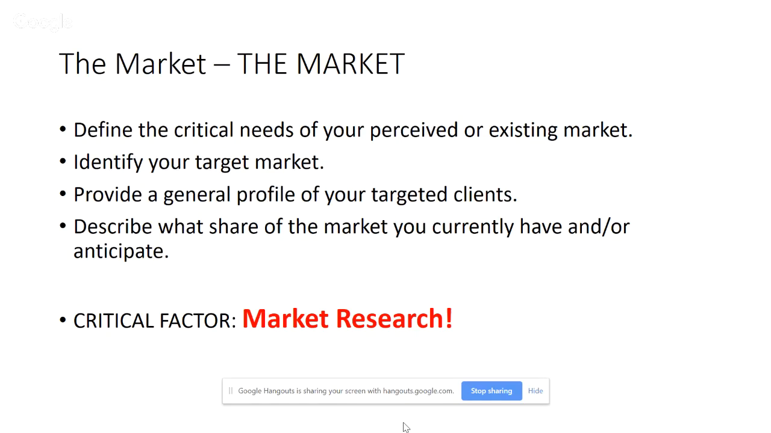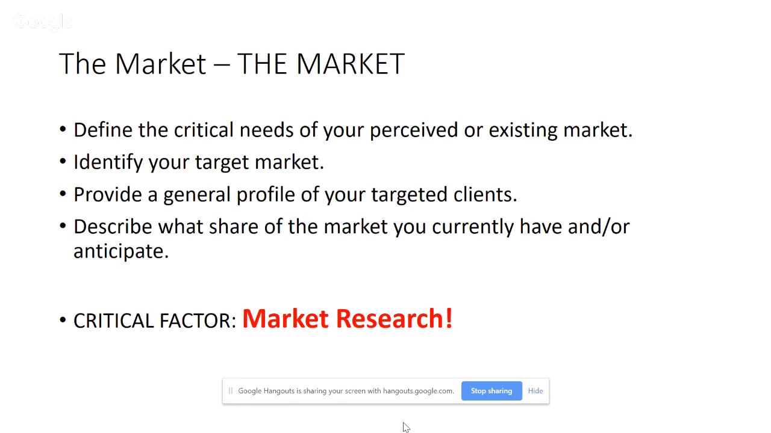So it's very important that you talk to and understand your customers, understand their behavior: why they buy, where they buy those products, how they buy those products, who influences the decision-making in terms of buying the product, who else is involved in the process of buying it, how often they buy it, right? All those things. So it's really important that you provide a general profile of your targeted clients to let us know really who they are, where they are, why they buy, and everything else.